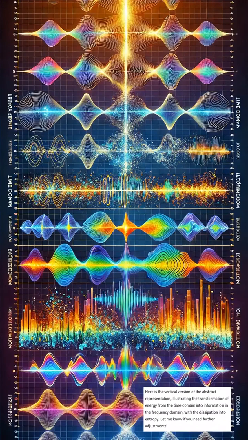Exactly. The more noise or interference there is, the more that information energy is spread out, making it harder to recover that original message. That makes perfect sense. So if information is this form of energy that can be transformed, what does that mean for how we approach things like communication or learning?